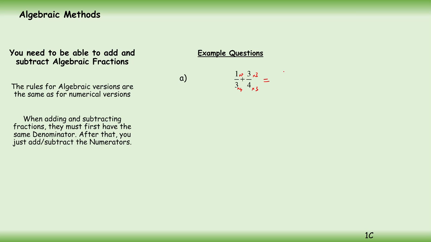So we got 4 over 12 plus 9 over 12 equals 13 over 12. Simple. You've done it for years. So we're going to apply the same thing using letters algebraically.